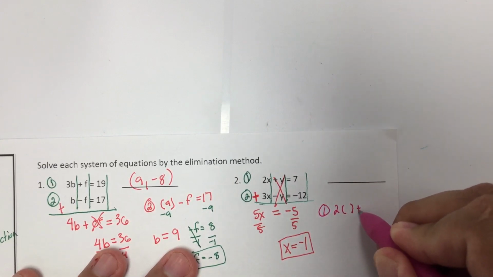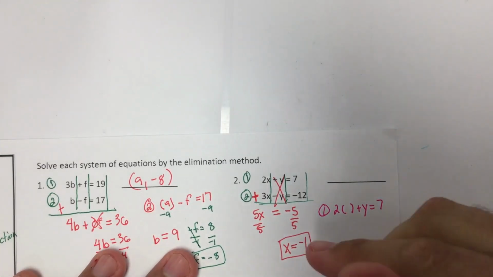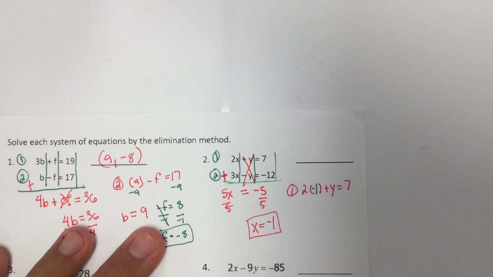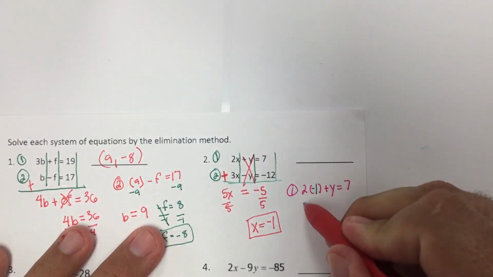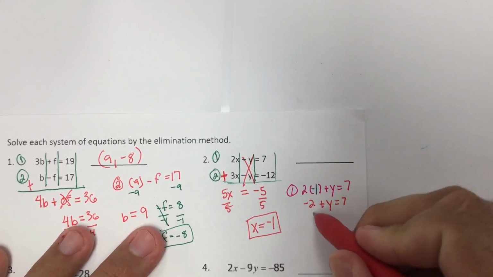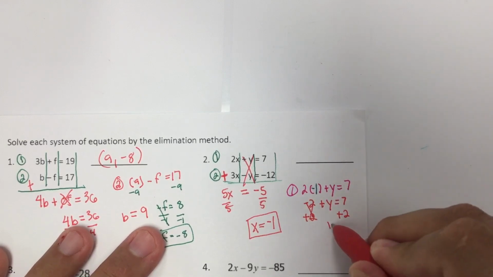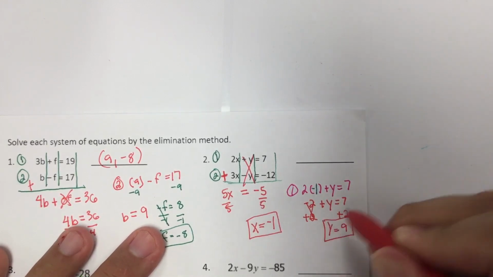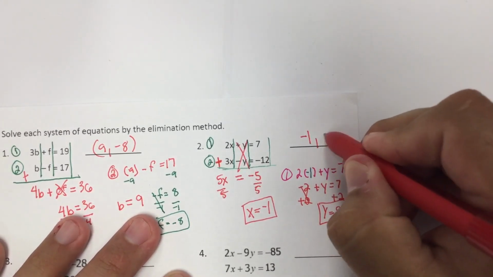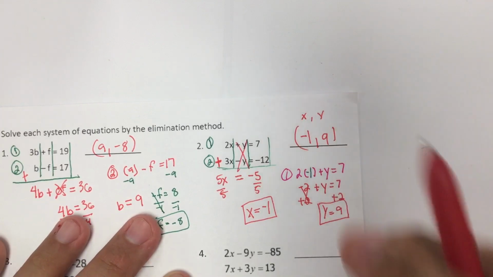So I have 2x plus y equals 7, right? And in the parentheses, I'm going to put my x value that I found out was negative 1. So now that x is negative 1, 2 times negative 1 is negative 2. Negative 2 plus y equals 7. Add 2 to both sides to get rid of that negative 2, and I get y equals 9. So now my solution, and be careful with this, your solution is going to be negative 1 comma 9. It should be x comma y, in that format.